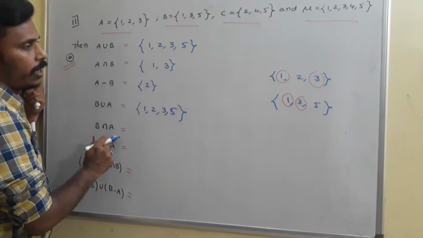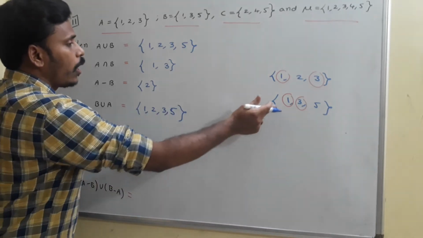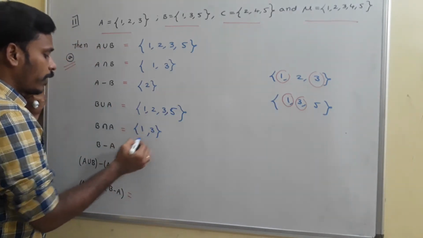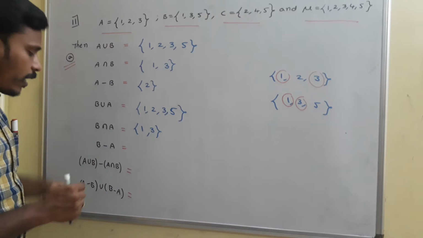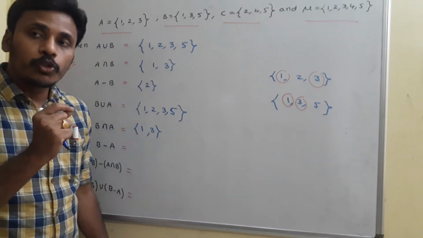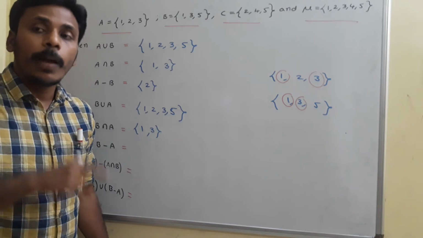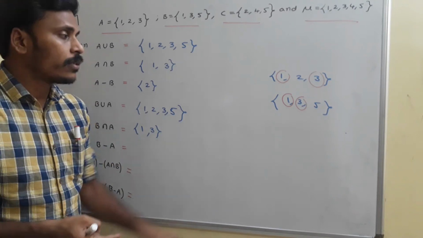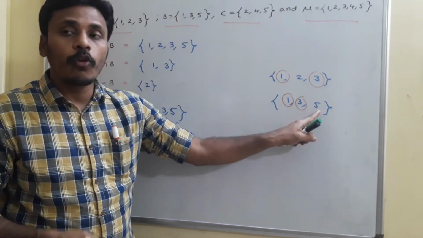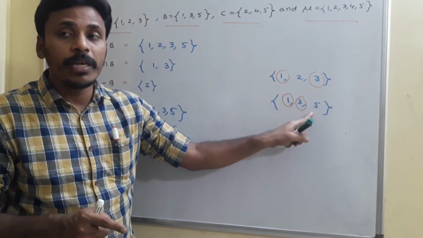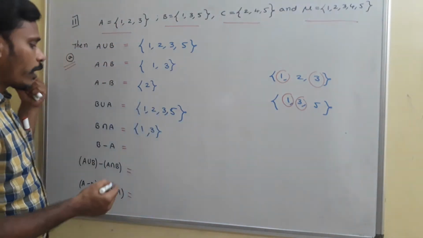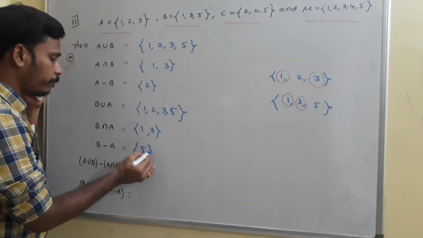B intersection A. Again the common elements of B and A. What are the common elements? 1, 3. And then think about B minus A. Again just pay your attention here. B minus A means you need to choose the elements in B but not in A. This 1, 3 are both in A and B, whereas 5 is in B but not in A, and that's why this 5 is our required element for B minus A.